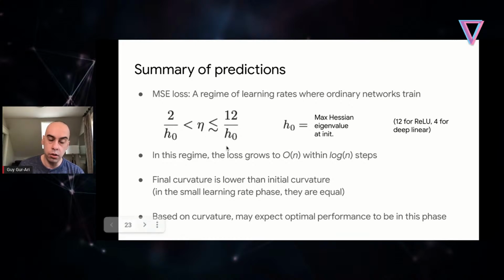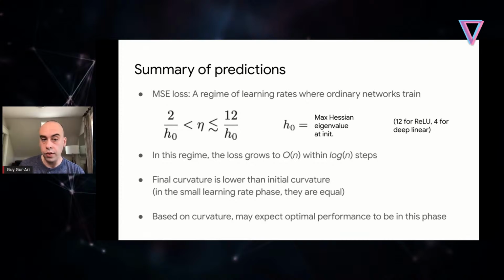The maximal learning rate turns out to not be completely universal. It depends a bit on the architecture. For the deep linear model, it was 4/h. For all the ReLU networks that we tried, we find that it's roughly 12/h. We can't reproduce the number 12 theoretically, so this is a phenomenological or empirical result somewhat, but it seems fairly consistent in our experiments. And h0 here is the maximal Hessian eigenvalue that we can measure at initialization.